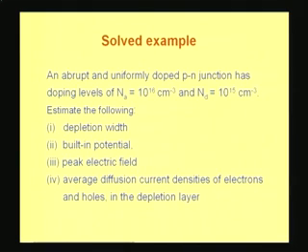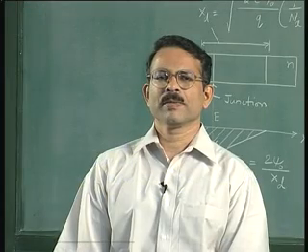So you have an abrupt and uniformly doped PN junction with doping levels of 10 power 16 per centimeter cube on the P side and 10 power 15 per centimeter cube on the N side. We want to estimate the depletion width, built-in potential, peak electric field, and finally we will also estimate the average diffusion current densities of electrons and holes in the depletion layer. These diffusion current densities will be very useful starting points for the non-equilibrium analysis or the analysis under bias.